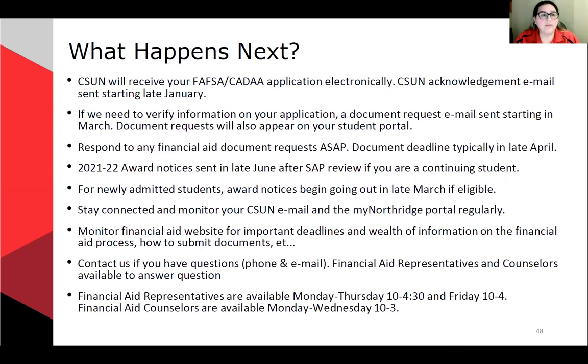Make sure you're reading all of your emails from our office and checking your portal regularly. You should also check out our website for announcements and helpful information, and follow us on Instagram at CSUN FinAid for tips and reminders. And you can contact our office if you have any additional questions. Our reps are available to answer questions Monday through Thursday from 10 to 4:30 and Friday from 10 to 4. And counselors are available Monday through Wednesday from 10 to 3 if you have any special circumstances or need additional financial aid advising.